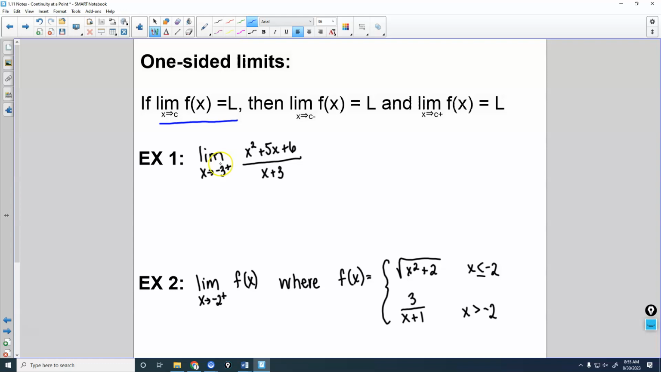So you might be given a problem like example 1, where they ask you to find the limit as x approaches -3 from the right. But we don't really know any special ways to find that limit. So what you're going to do is treat the problem like a regular old limit problem. In this particular one, what strategy do you think we should use?